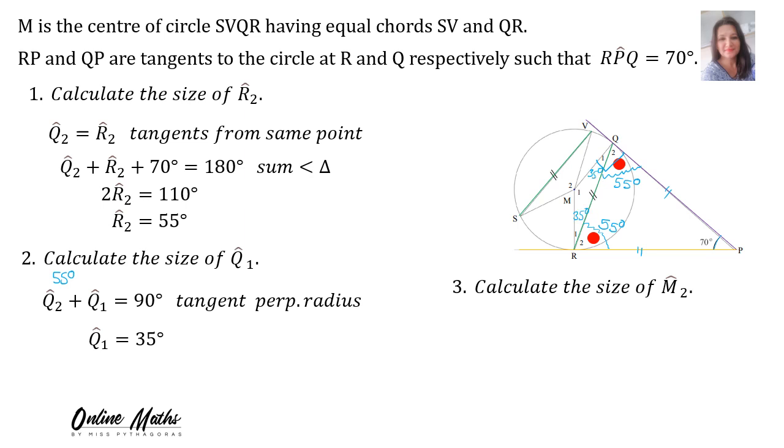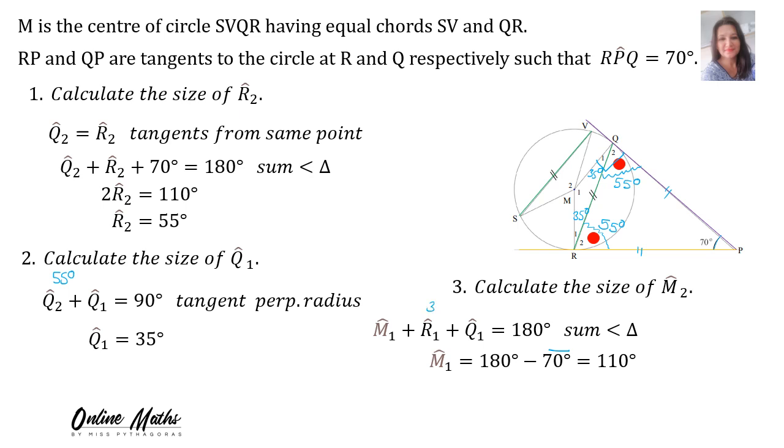Number 3, calculate the size of M2. So we can start by working out the size of M1 by saying M1 plus R1 plus Q1 is 180 degrees. And then M1 is 180 minus 70. Where does the 70 come from? R1 was 35 and Q1 was also 35, so I added them and I subtracted, and then I got M1 is 110, which leads me to M2, which is 110, and then look at that reason. The reason is equal chords subtend equal angles at the center.